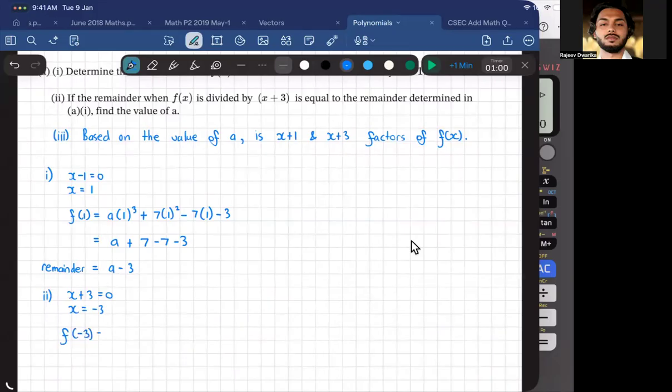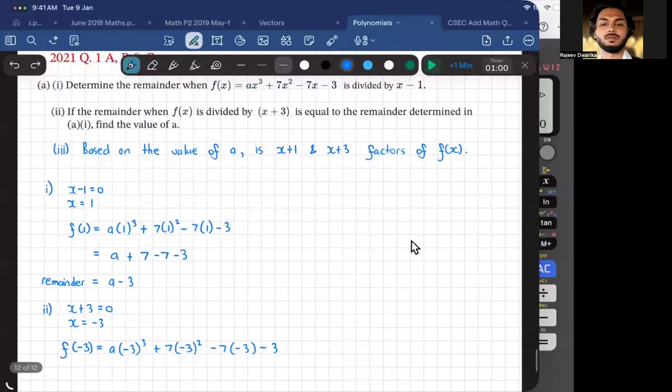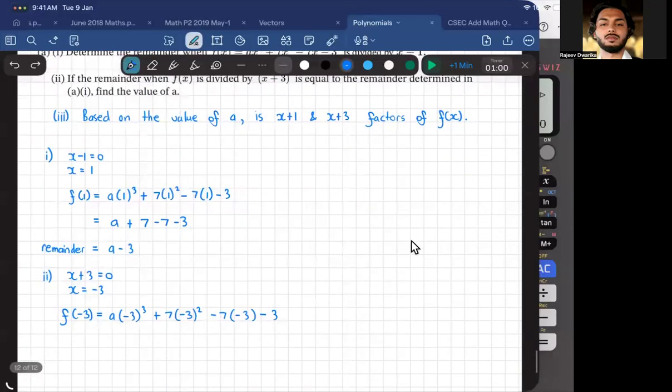So let's say f of minus 3, that would be a times minus 3 cubed plus 7 times minus 3 squared minus 7 times minus 3 minus 3. Just confirm that's correct. That's what you have? Yes. Okay, are we going to put 0 here? No, because at no point in time did they say that x plus 3 was a factor. They never say that, right?